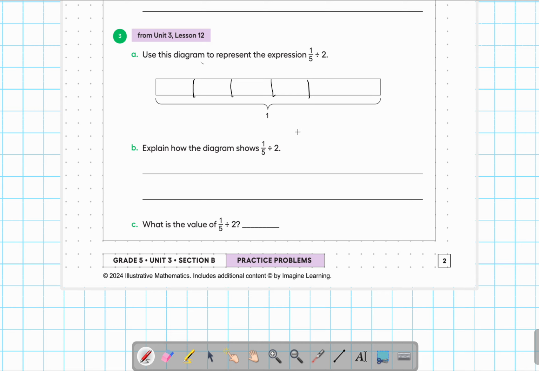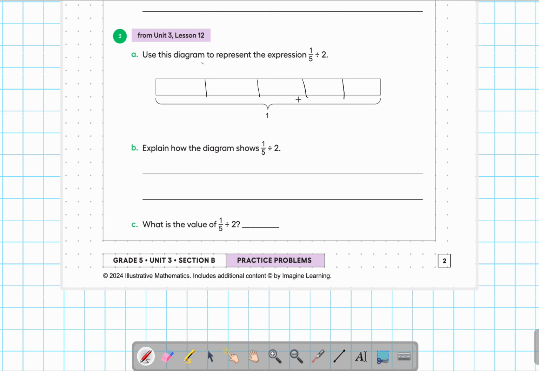Oh, these are not equal. I have to erase it. They're not equal. So let me try again. All right. These are still not equal, but a little bit better. Okay, so here I have 1, 2, 3, 4, 5. I have 5 parts, so I have fifths.